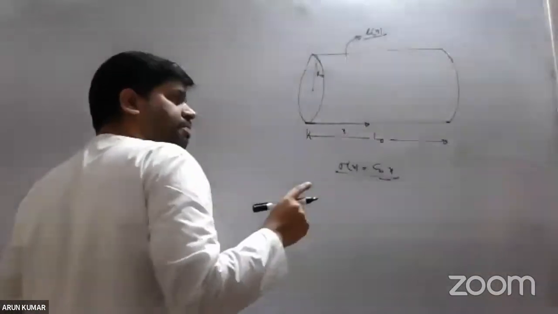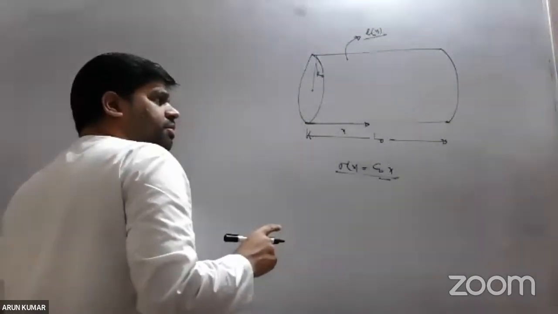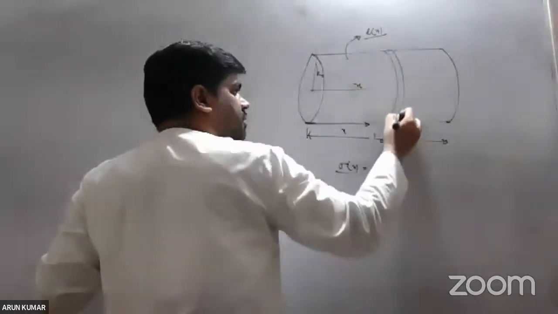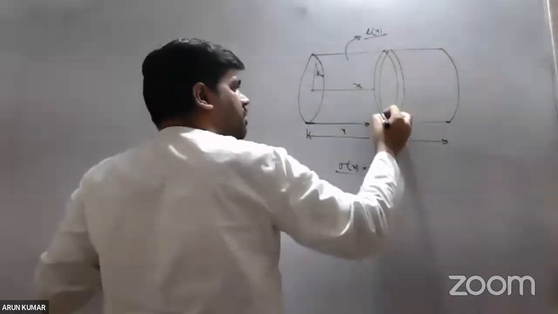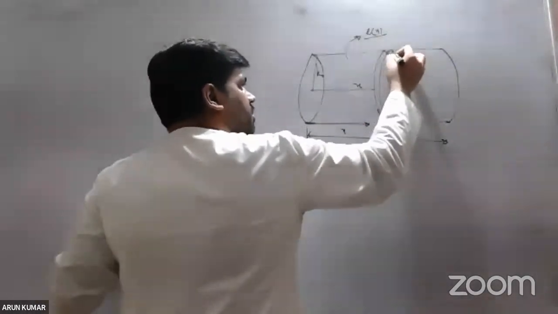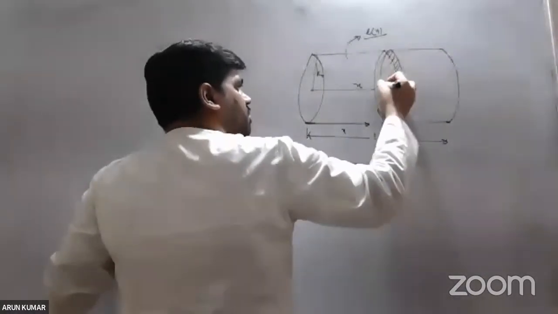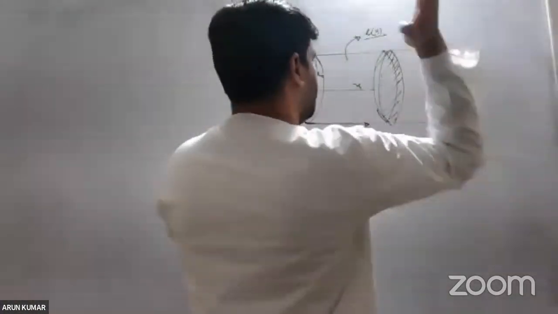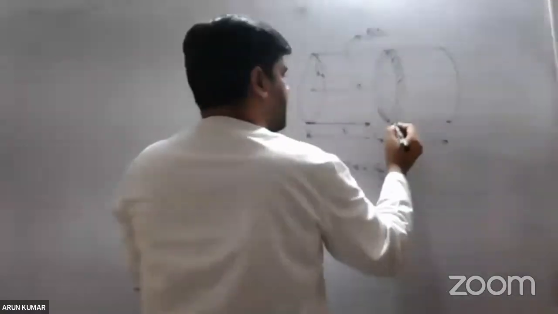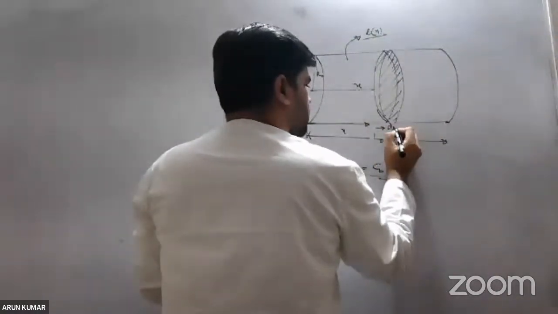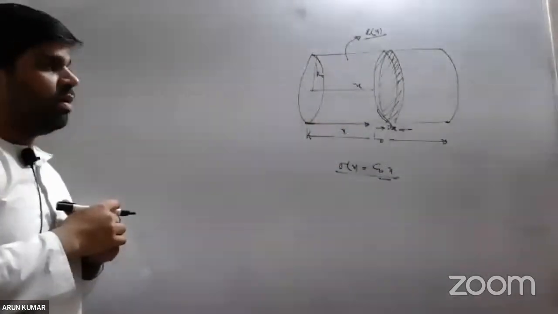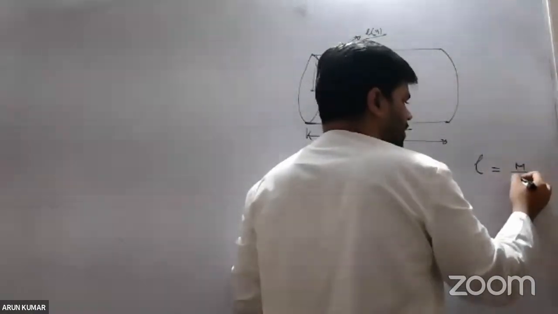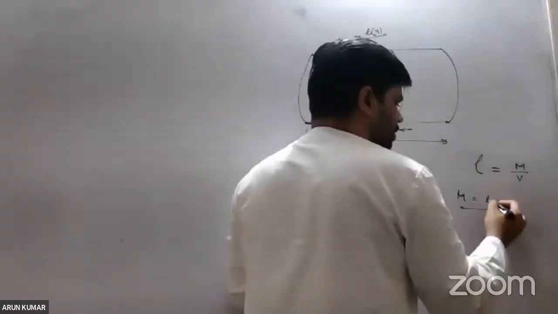Again, what I do, I'll select a strip such that at a distance x, I consider a thin disk. At a distance x, if we section like this, there is a dx element, a dx width, and we take a thin disk. In that disk, by the definition of density, volume density is m by v. So m is equal to rho into v.